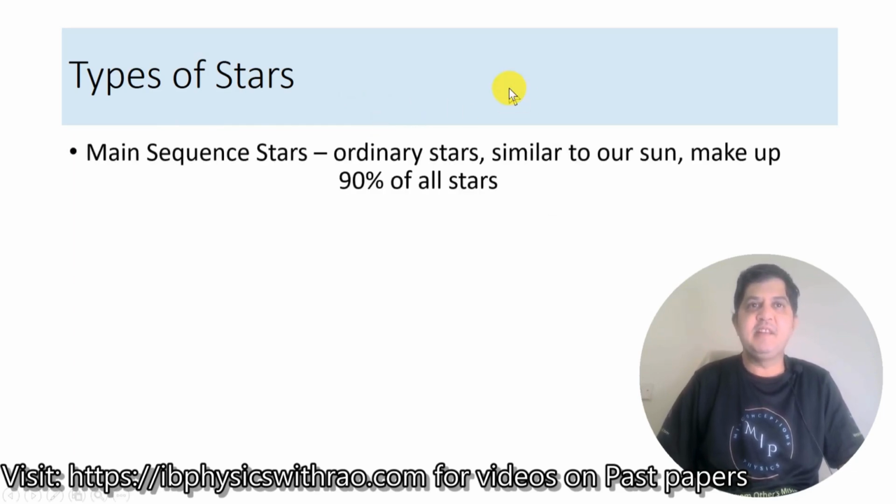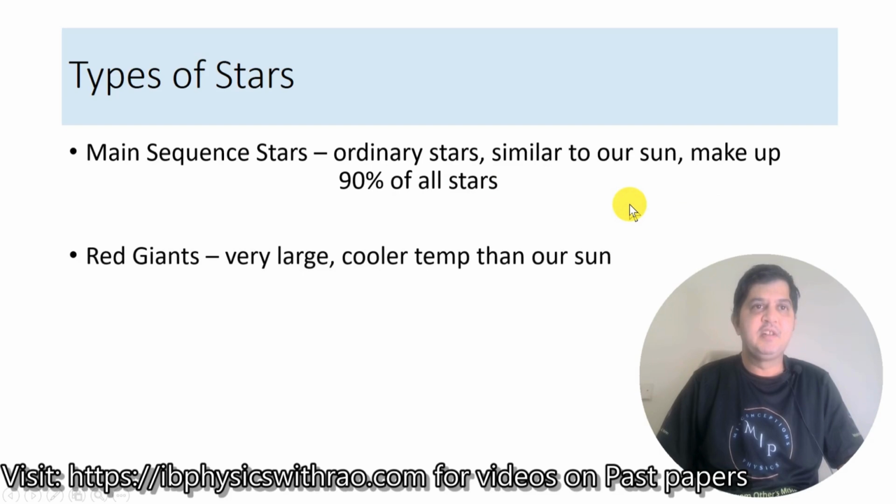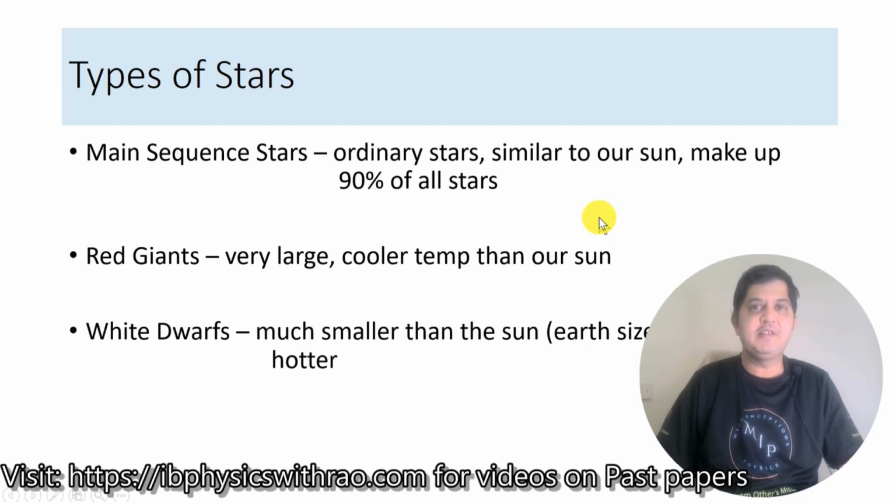First thing is there are main sequence stars. These are the ordinary stars which are similar to our sun, which makes up nearly 90% of all the stars. Then there are red giants which are very large, with a cooler temperature than our sun. And the last one is white dwarfs, whose size is much smaller than the sun and which are very hot.